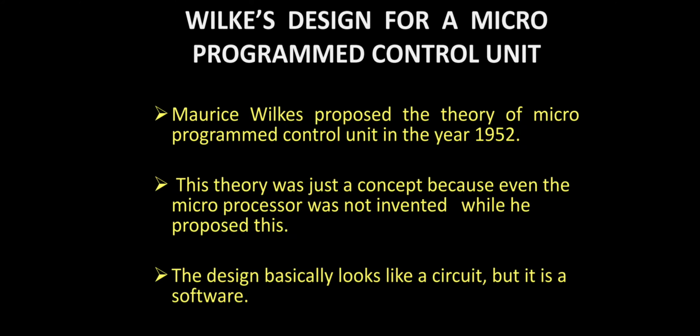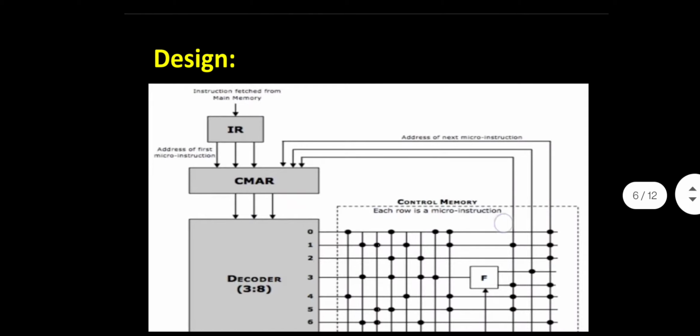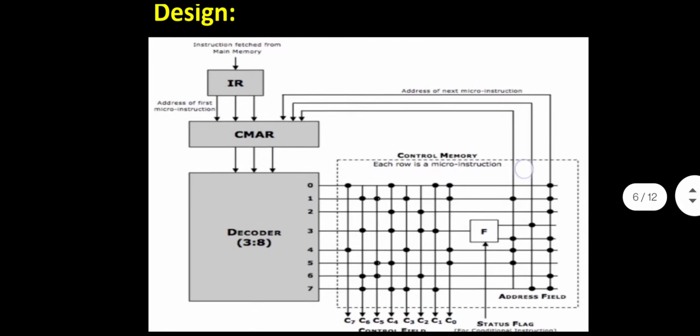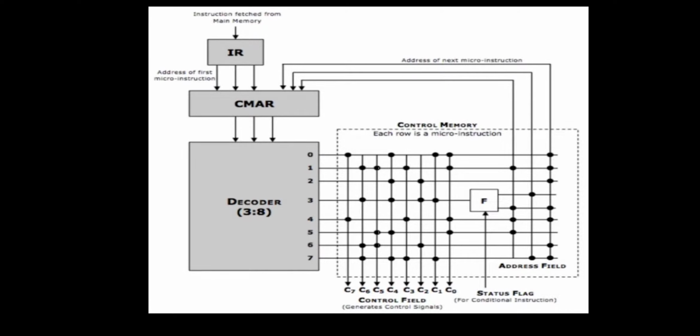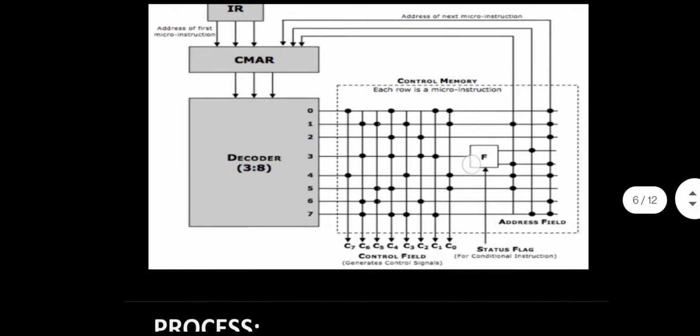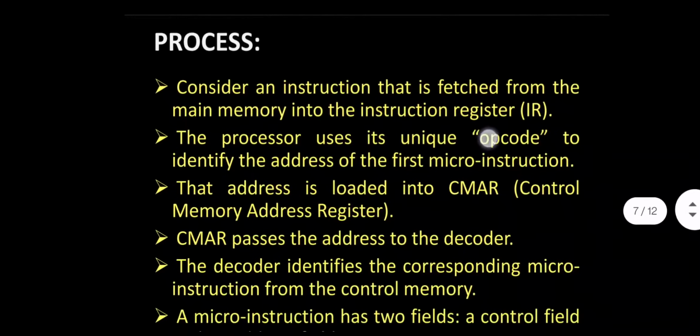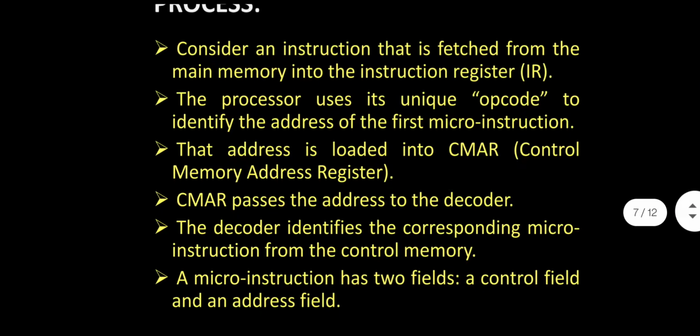But basically this design looks like a circuit, but it is software. We will understand how it is software and not a circuit. We may have a look at this design. It basically looks like a circuit, right? But it is software. We will go through the process, and then we will understand how it is software and not a circuit. The process of Wilkes' design goes like this.